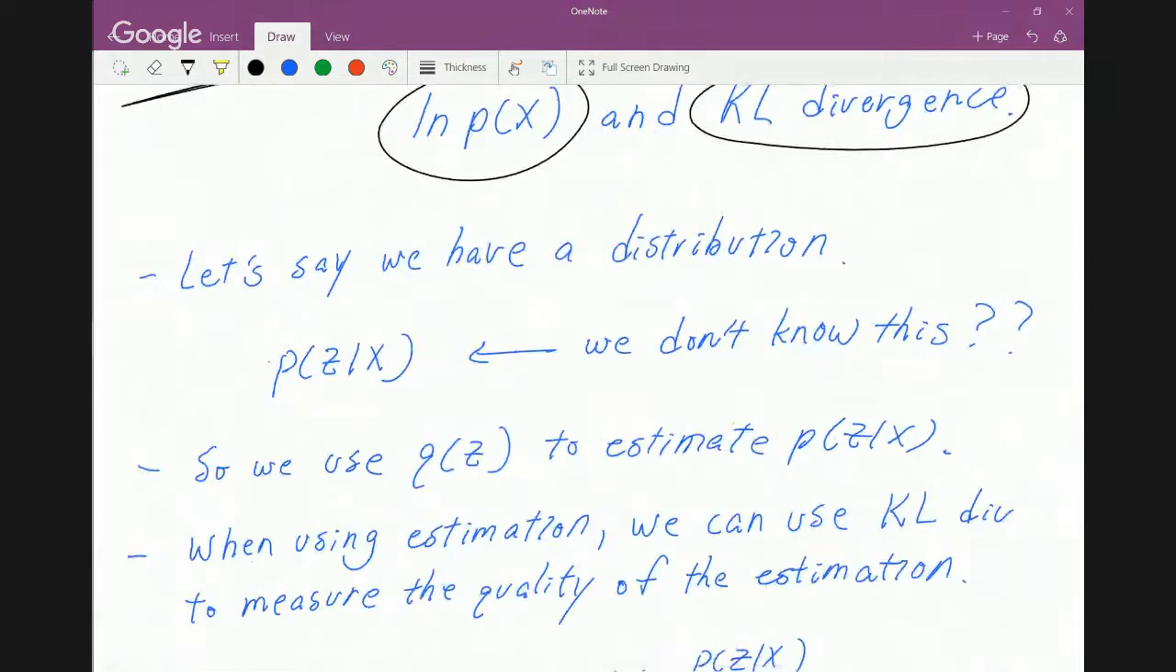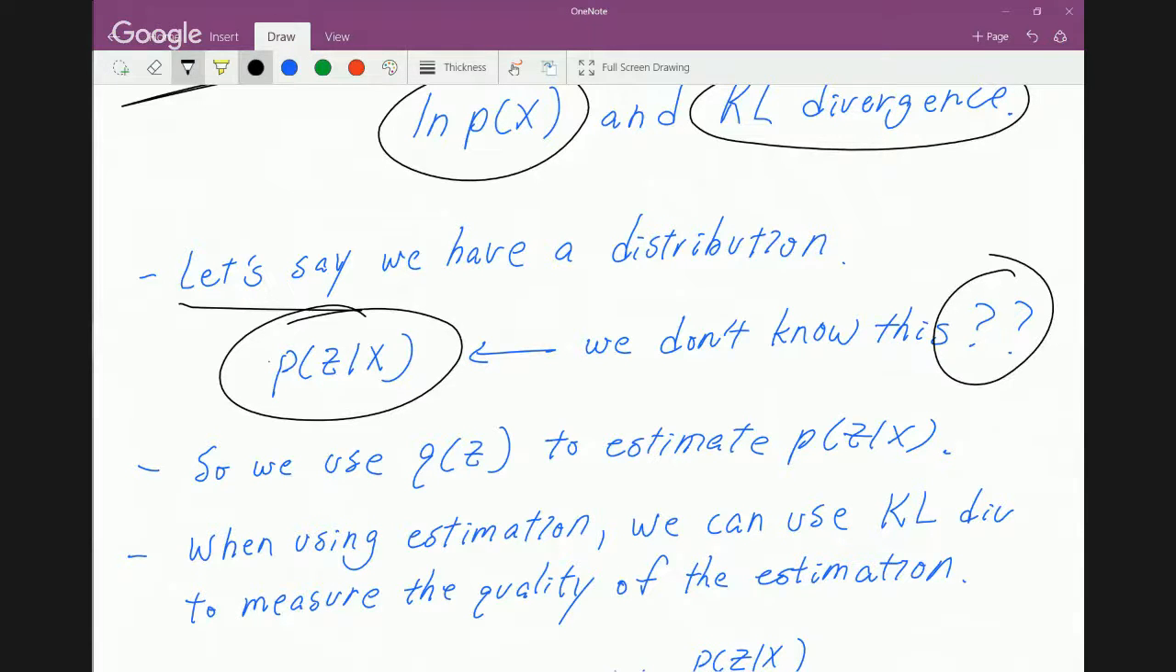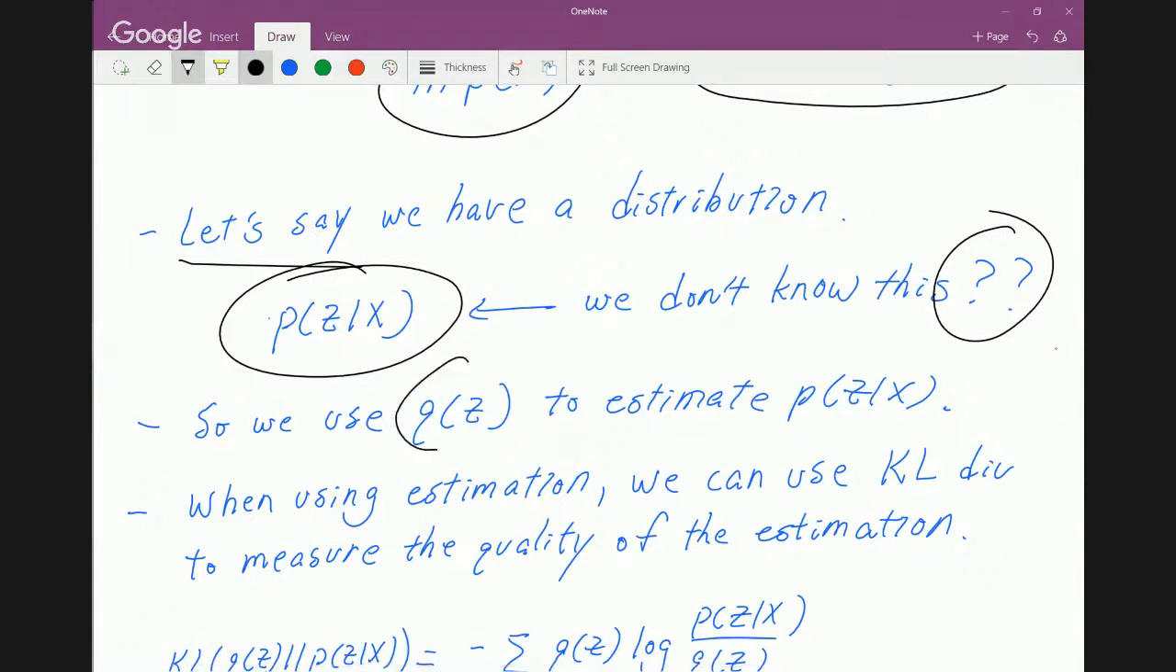So let's say we have a distribution, probability of z given x. And we don't know what this is. This is a big question mark. So we use q of z to estimate probability of z given x. Well, we don't know q as well, but let's say that we're using q to estimate this.